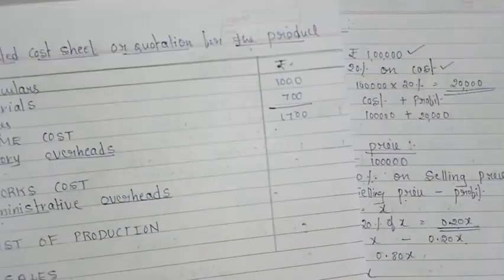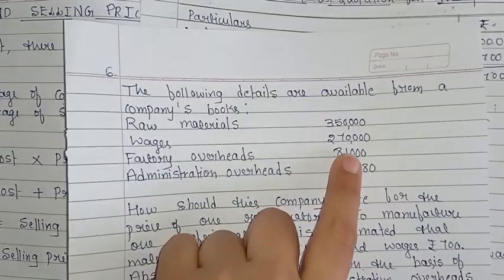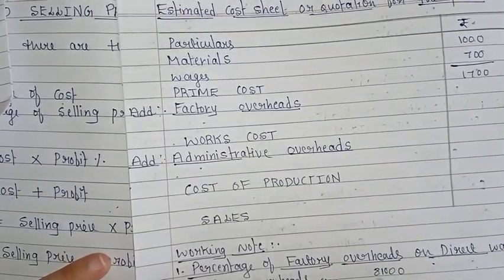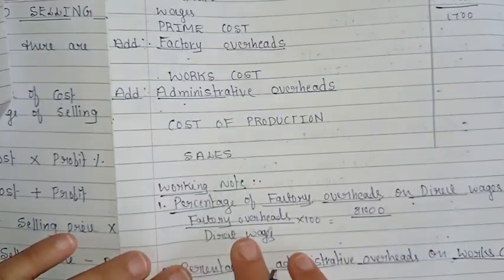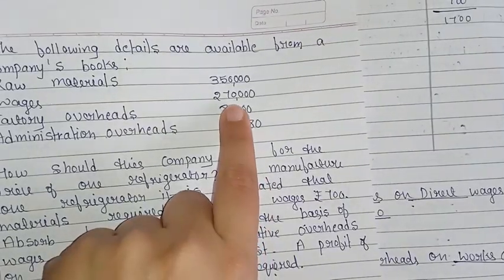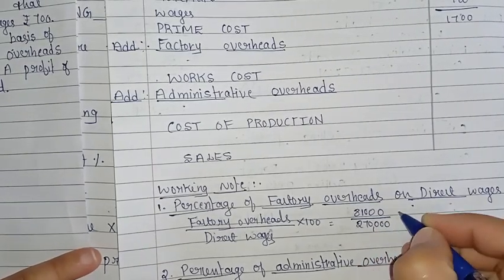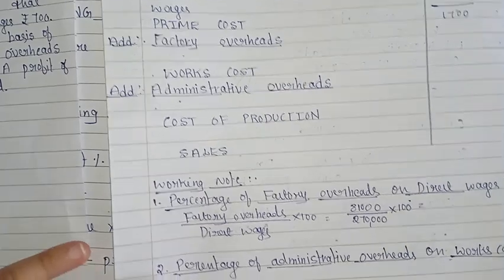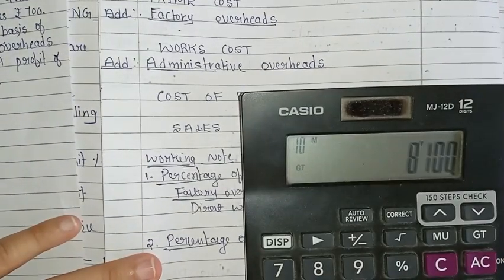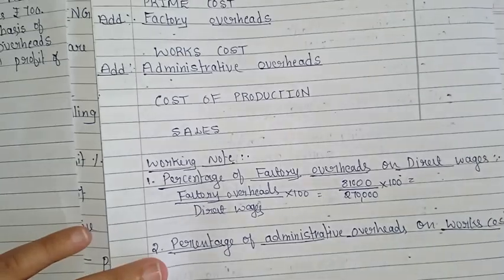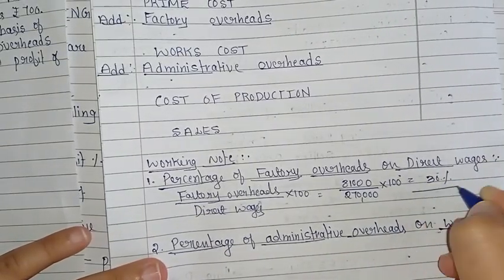See here, 81,000. That is our factory overheads. 81,000 divided by direct wages. How much? Direct wages 2,70,000. 81,000 divided by 2,70,000 into 100 equals to 30%. So write down here 30%.